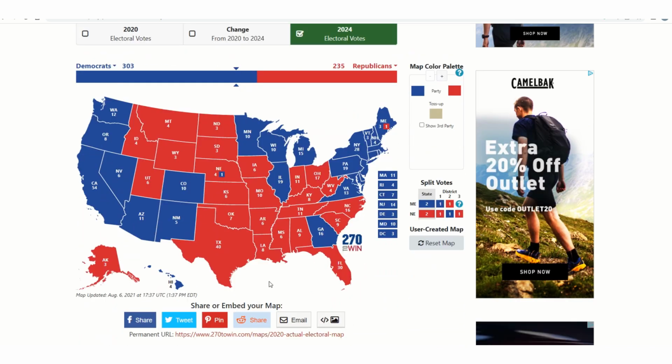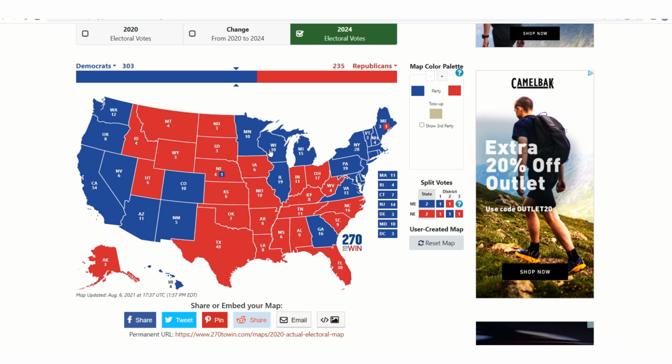But that aside, what you have here is the red represents the states that cast their votes for Republican, and the blue represents the states that cast their vote for Democrat. Let's take a look at California just for a moment. It's not as if no one cast their votes for Republicans. Donald Trump got a lot of votes in the state of California, but Joe Biden got more, and therefore California's law is very similar to Texas. It's a winner take all.